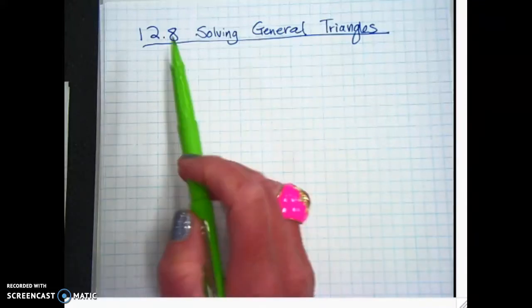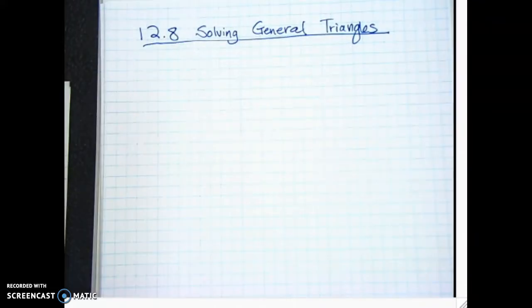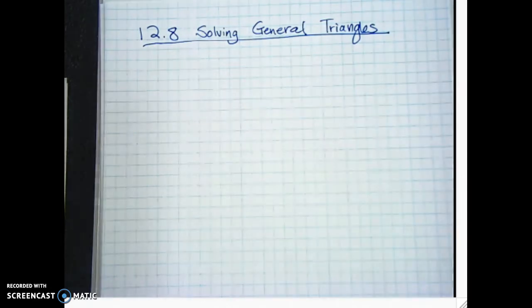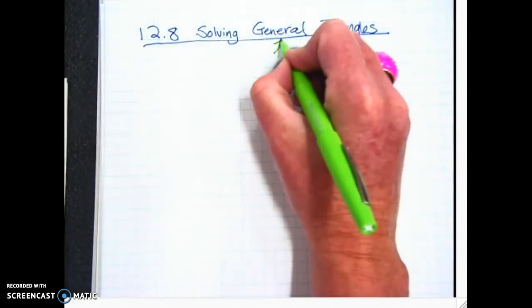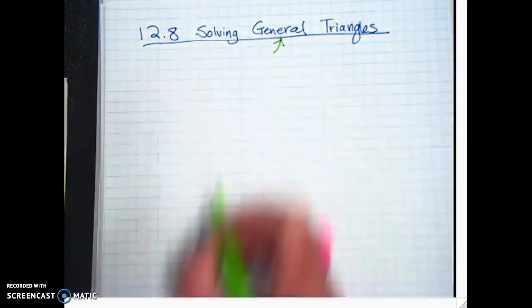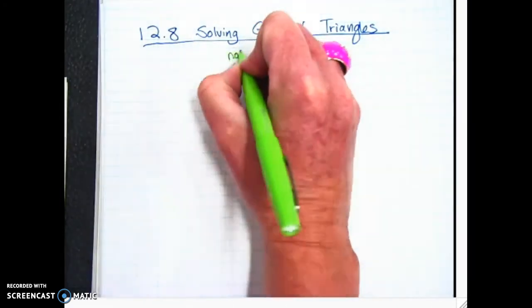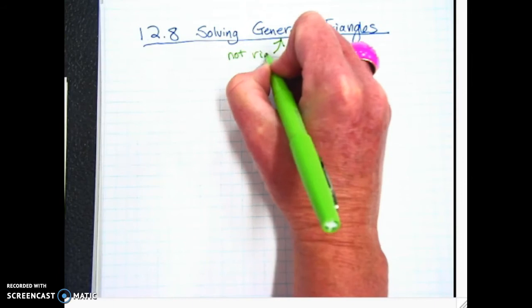All right. Okay, so 12.8. So today we're going to be talking about solving general triangles. Okay, just like when we talked about solving right triangles. So when they say general right here, that means not a right triangle.